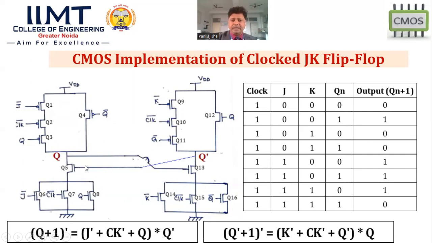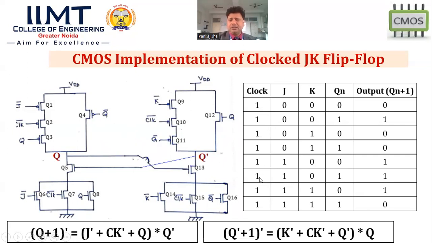Okay. Here, if this is 1, it will make this transistor Q13 in cutoff mode. That means this circuit is isolated. So VDD is coming across Q bar but not going to ground. So that means Q bar will be 1. Understood? Let's give another example.